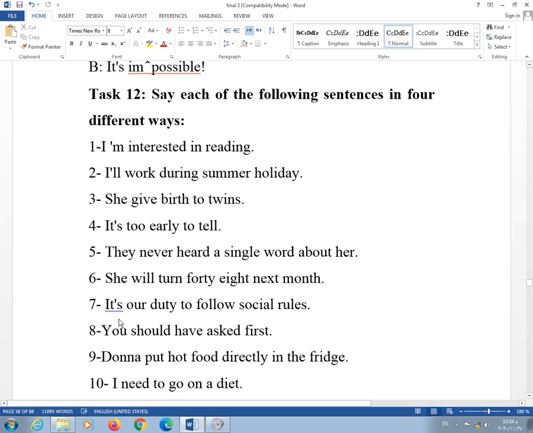7. It's our duty to follow social rules. Rising. It's our duty to follow social rules. Rising, falling. It's our duty to follow social rules. Falling, rising. It's our duty to follow social rules.